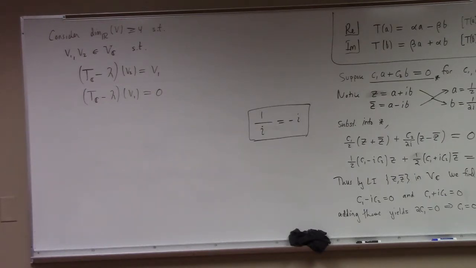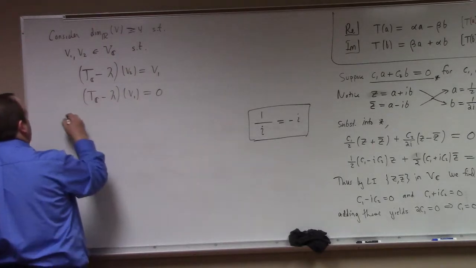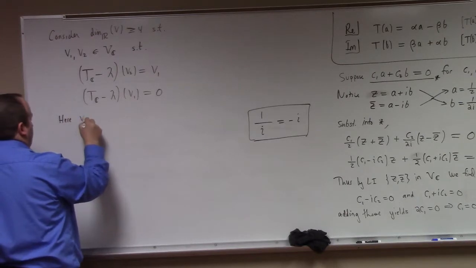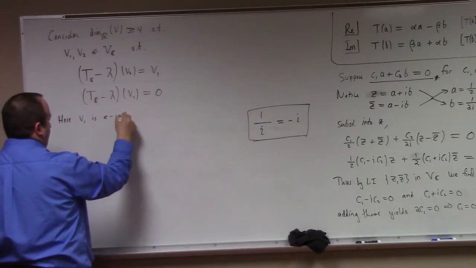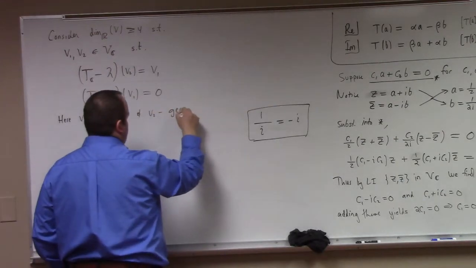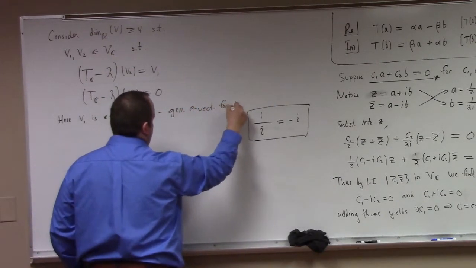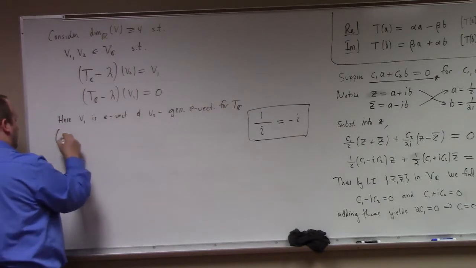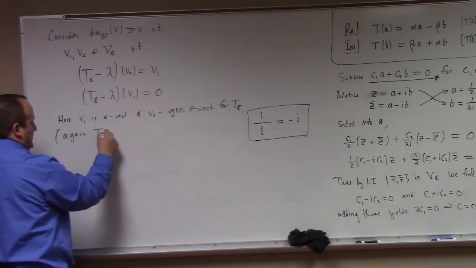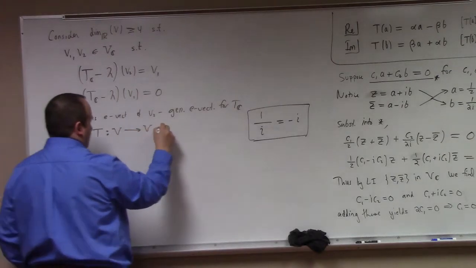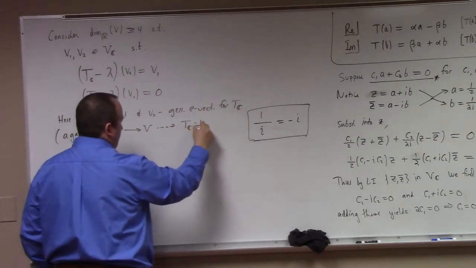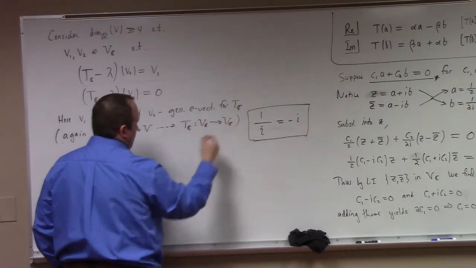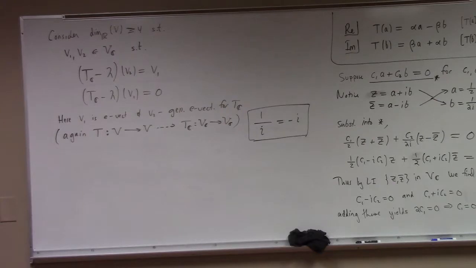All right. So here, V1 is an eigenvector, and V2 is a generalized eigenvector for T sub C. Now, of course, I want to think about, again, we're given T from V to V, right? And so that gets us to the complexification. So I'm still talking about a linear transformation on V sub C, which arises from a real transformation T. It's the complexification, right?